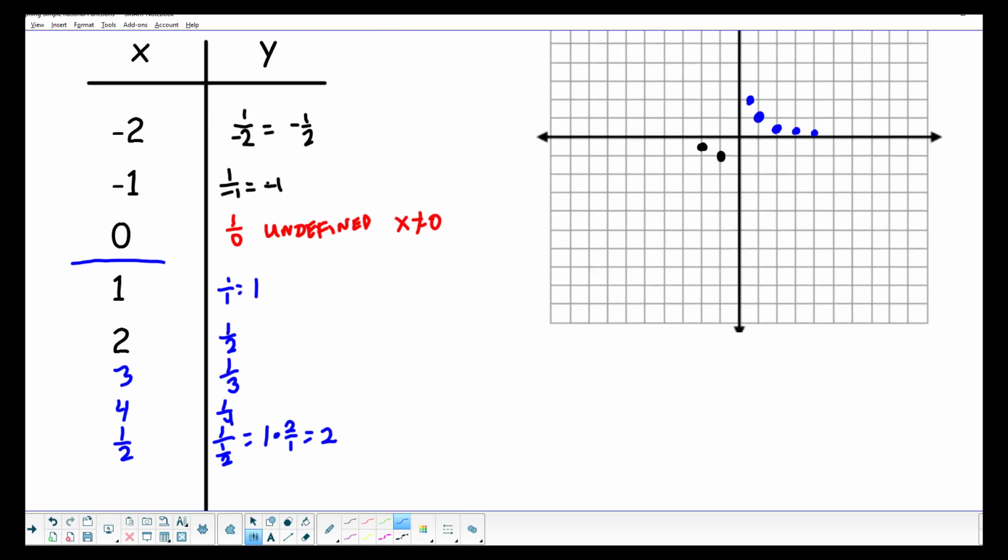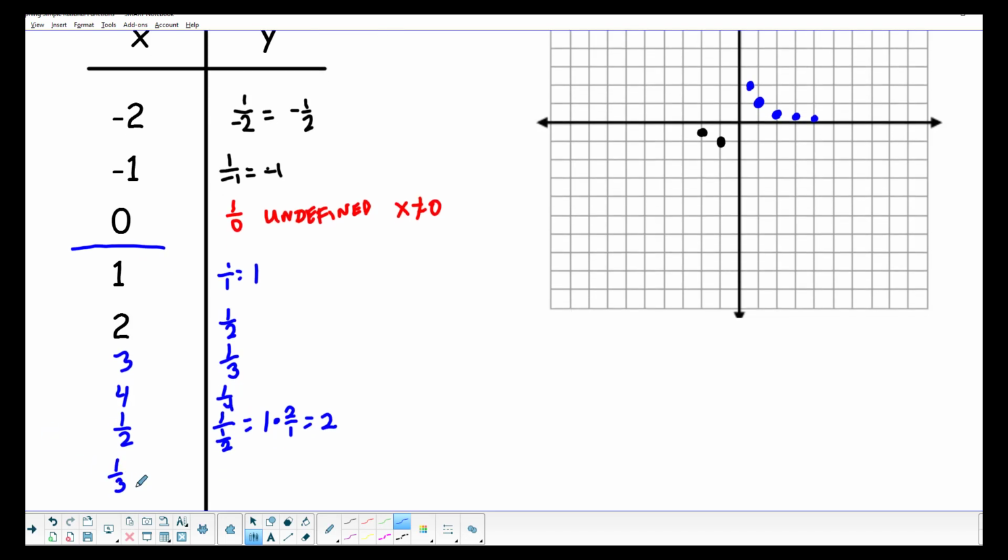And if we do one more just for kicks, if I do 1/3, we can start to see that pattern: 1 divided by 1 over 3 is going to give me the reciprocal of 1/3, and that's 3. And there we've got it. So now we can start to see that nice bending curve, and we'll go and connect the dots.